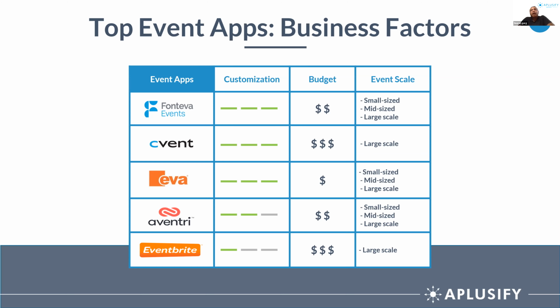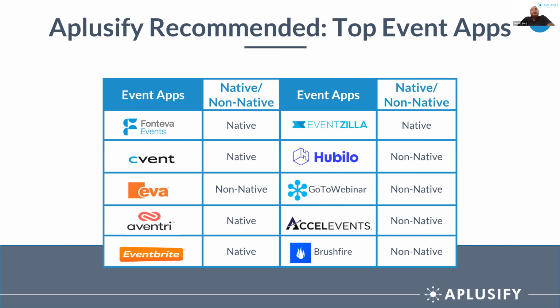Cvent is also there, but it is just for large scale events. It's not apt for a small event, and that is why you see that dollar value. You need to have a budget for it. Though Cvent is a native app, if you are just targeting large events, then I think you should go for it. So these are the types of event apps that we generally recommend.